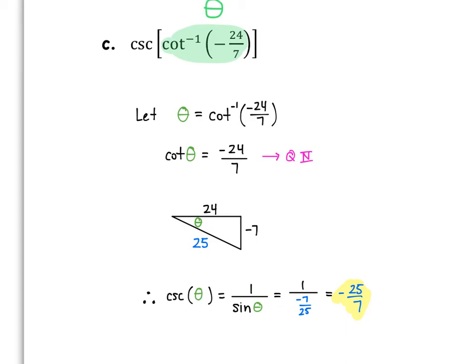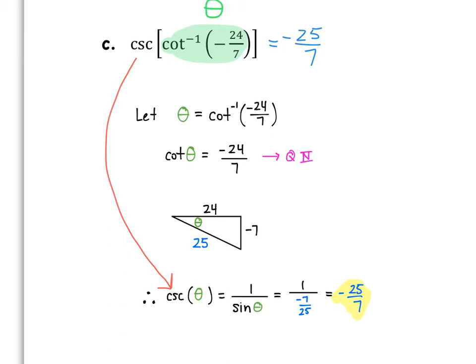So since we have this triangle, we can go back up to this original portion and say, okay, that means we're really finding the cosecant of theta. Another way we could rewrite cosecant of theta is 1 over sine of theta. Using our triangle from up above, sine of theta equals negative 7 over 25. We have 1 over that, and that simplifies to negative 25 over 7. So this entire quantity, cosecant of the inverse cotangent of negative 24 over 7, is really equal to negative 25 over 7.